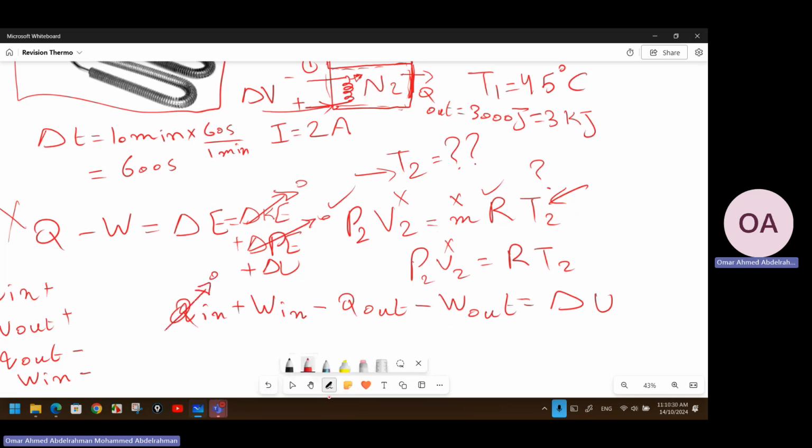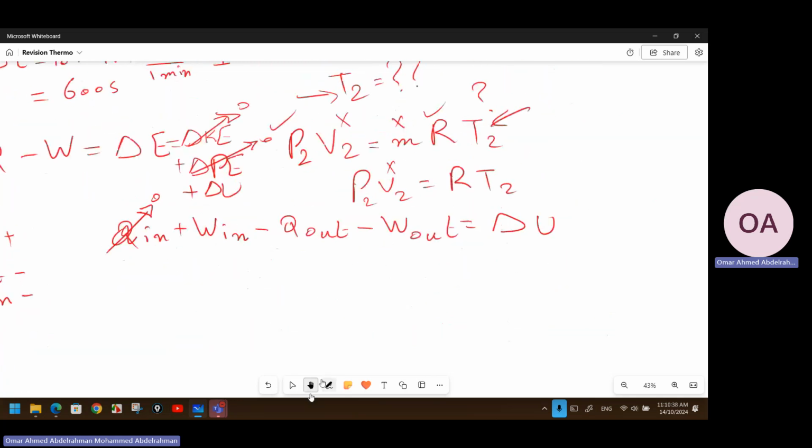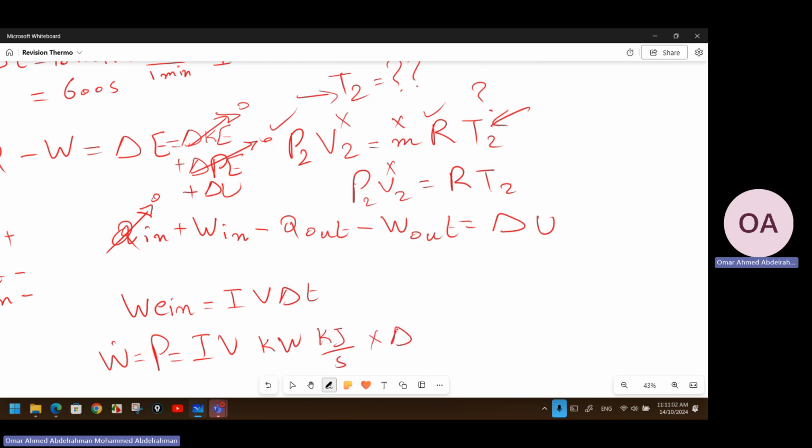Okay. Do I have work in? W_e, the electrical work from the electrical heater? The equation of the electrical work is I V times delta t, the time. Because you know from physics 2, the power, you call it W dot, is equal to I V. Okay, and that is in kilowatt, which is kilojoule per second. If I want to have only kilojoule, I need to multiply by delta t to get the work. Then I will have the result in kilojoule.